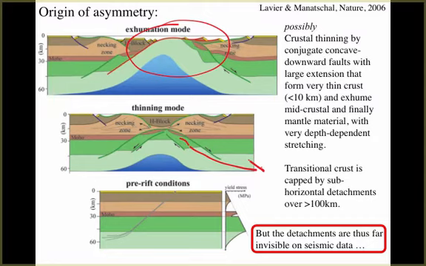The transitional crust is capped by these sub-horizontal detachments for distances over 100 kilometers. But this is something that hasn't been imaged on seismic data yet.